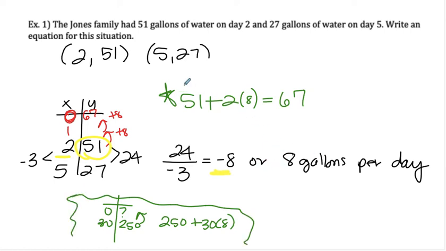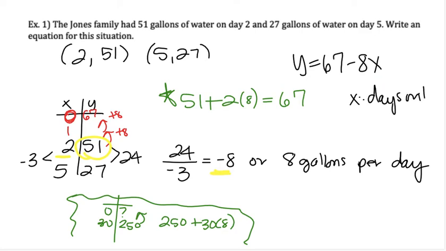Let's finish out our equation, because now we have our unit rate and our starting point. The final equation for example 1 is y equals my starting point of 67 minus 8x, where x is the days on the trail, and y would be the water remaining.